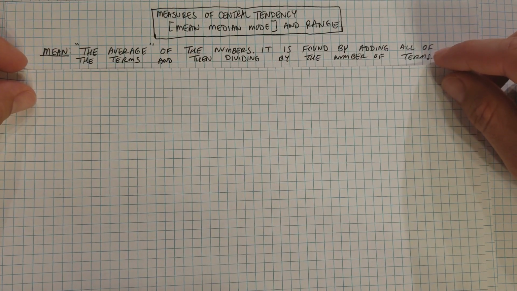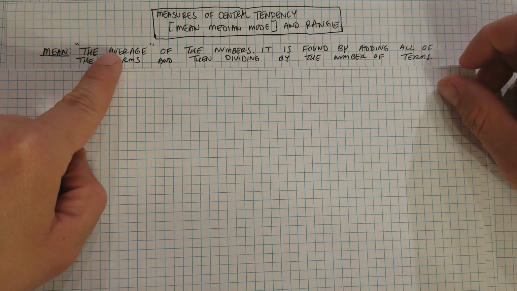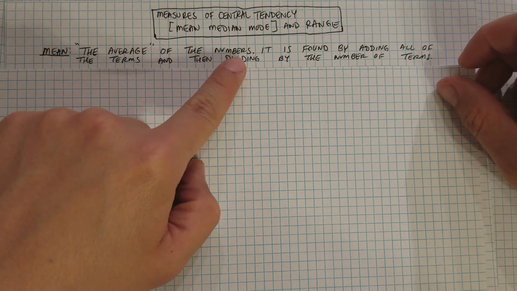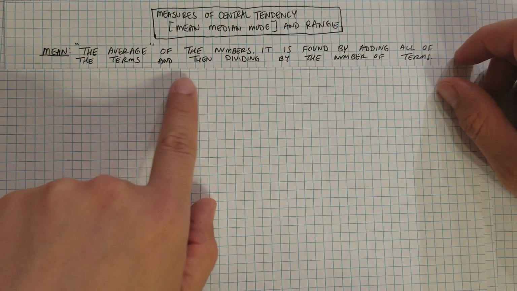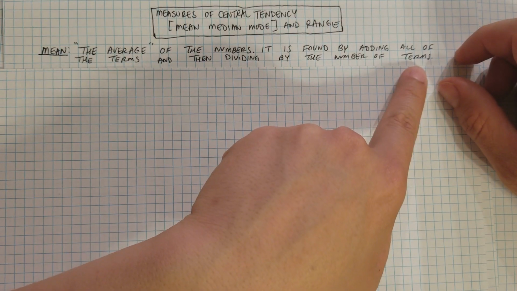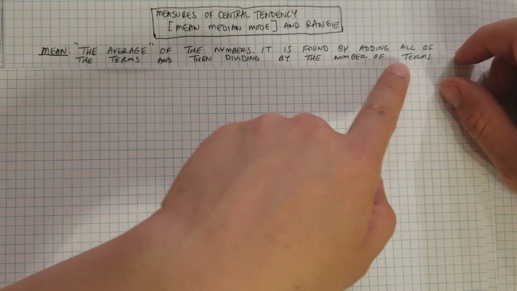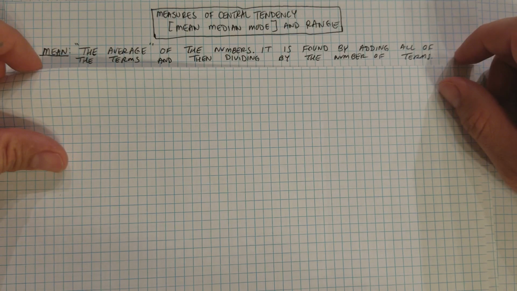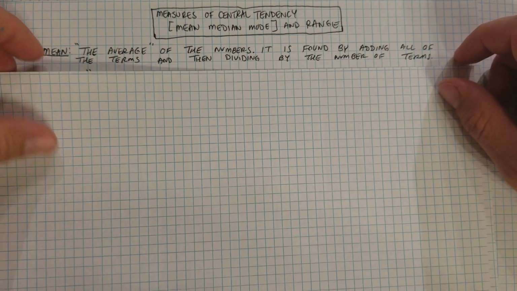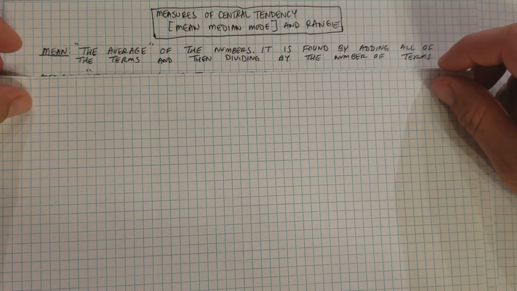So let's start with the mean. The mean is the average of the numbers. It is found by adding all of the numbers and then dividing by the number of terms. So you don't just add them up, you add them up and then divide by however many numbers there are. If you have a certain number of terms, you divide by that number.